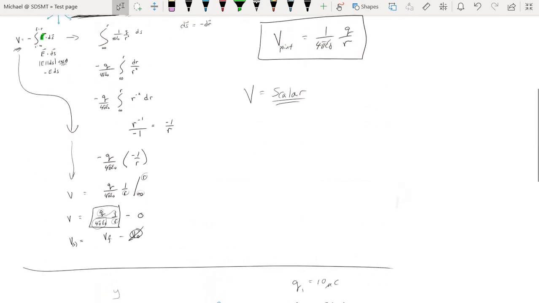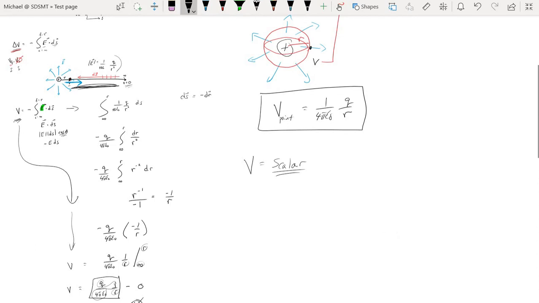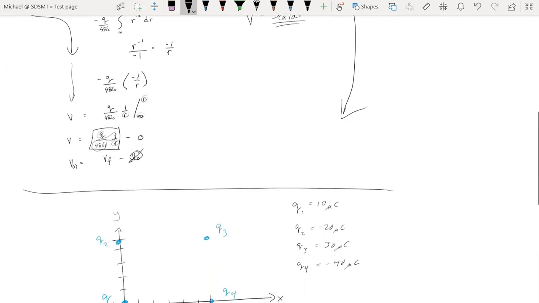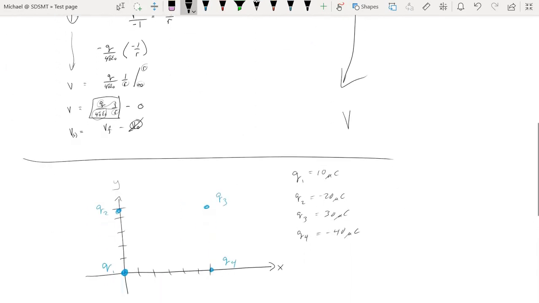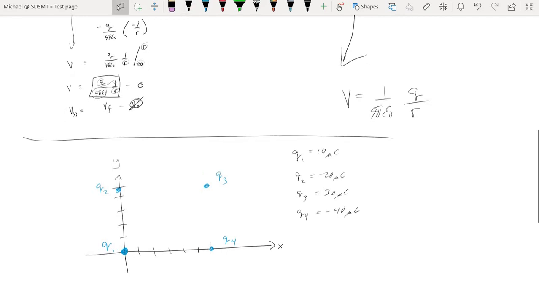The one major difference that we have with the point charge expression for potential is that we do not use the magnitude of the charge. We use the actual numerical value of that charge. So if I have a positive charge, I produce a positive potential. If I use a negative charge, I produce a negative potential. But those numbers can still just be added up.